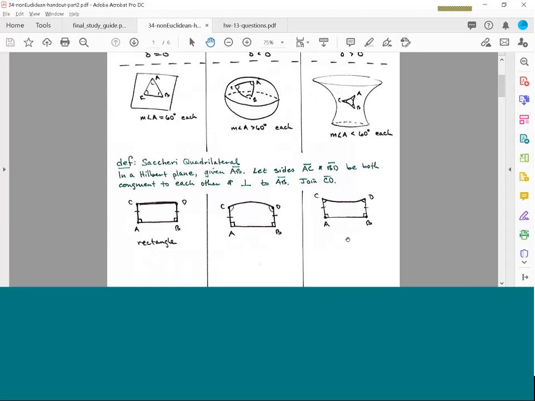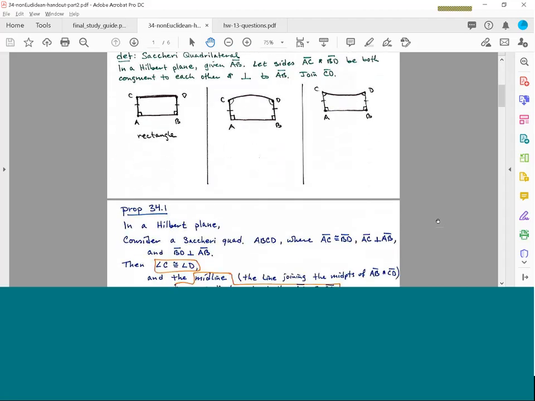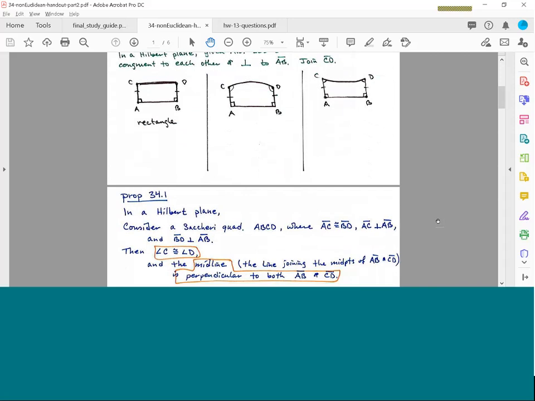First example for us is using a Saccheri quadrilateral. So this is going to be proposition 34.1, and we're in a Hilbert plane, and we're going to start off with a Saccheri quadrilateral. I used the same definition we just did up there, so it's going to look like one of these 3 pictures. And I'm going to go ahead and pick on the elliptic plane right here, so our picture is going to look exactly like this guy.